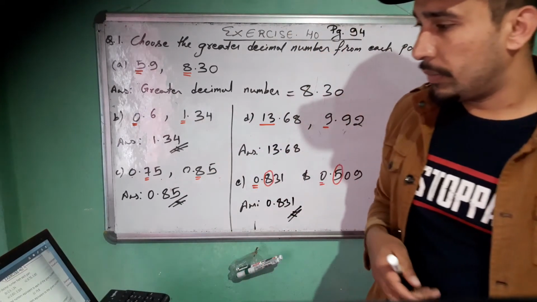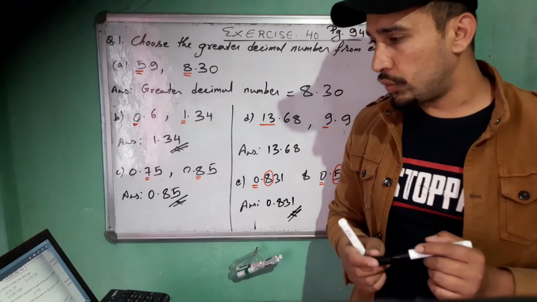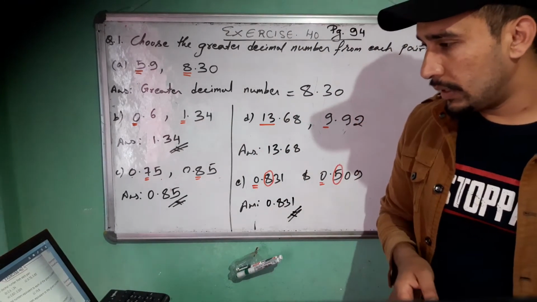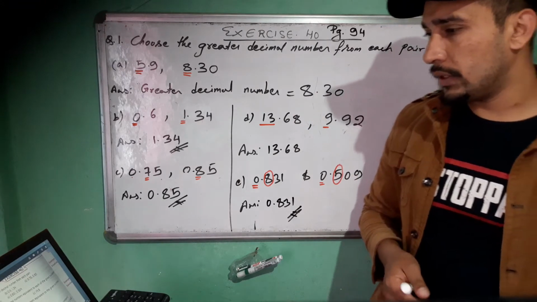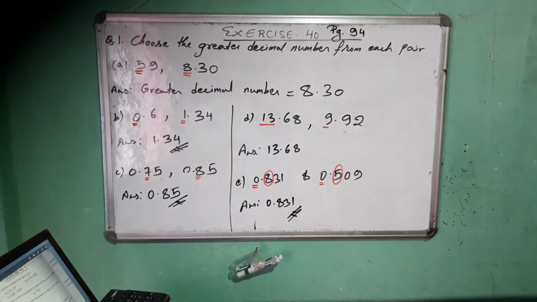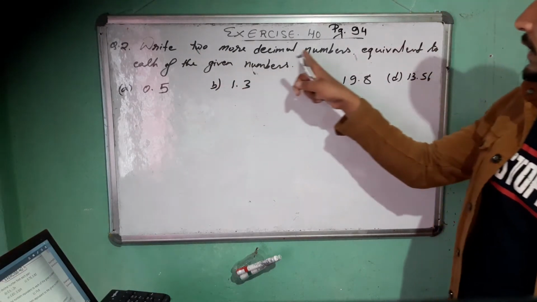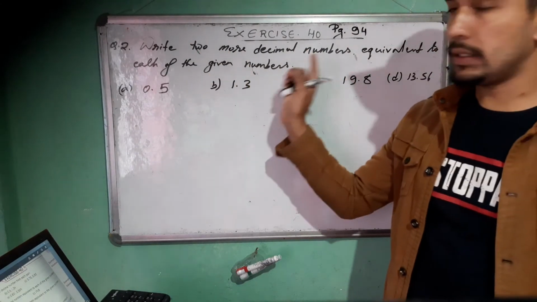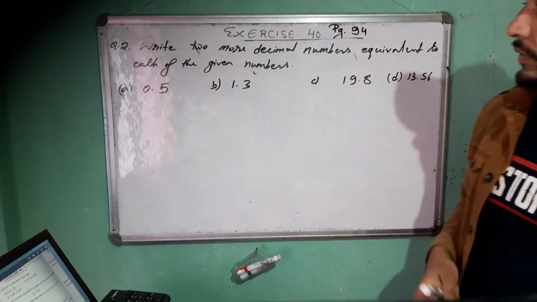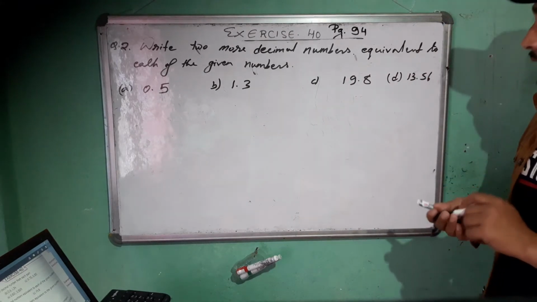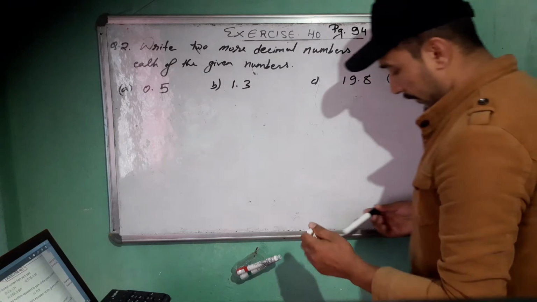So this was question number 1. Next, let's move on to question number 2. Write 2 more decimal numbers equivalent to each of the given numbers. Okay, so question number 2 is write 2 more decimal numbers equivalent to each of the following numbers. So 0.5, you have to write the equivalent decimal numbers.